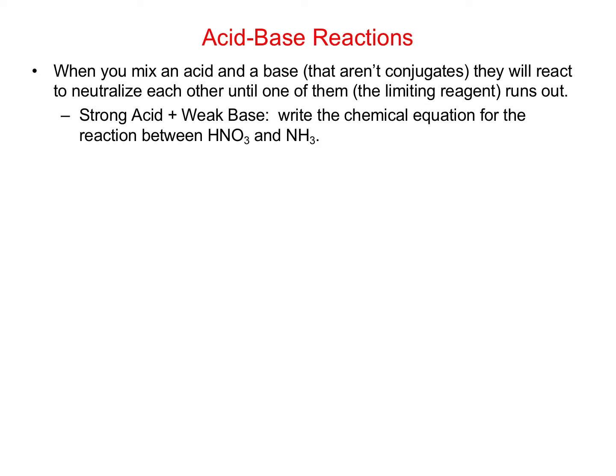Okay, here's another example. Now I have a strong acid and a weak base. HNO3 is one of our strong acids, so instead of writing HNO3, just like with the HBr in the first example, I think it makes sense to write that as H3O+. Ammonia is a weak base, so I won't replace that with hydroxide. I'll use the formula of my weak base.